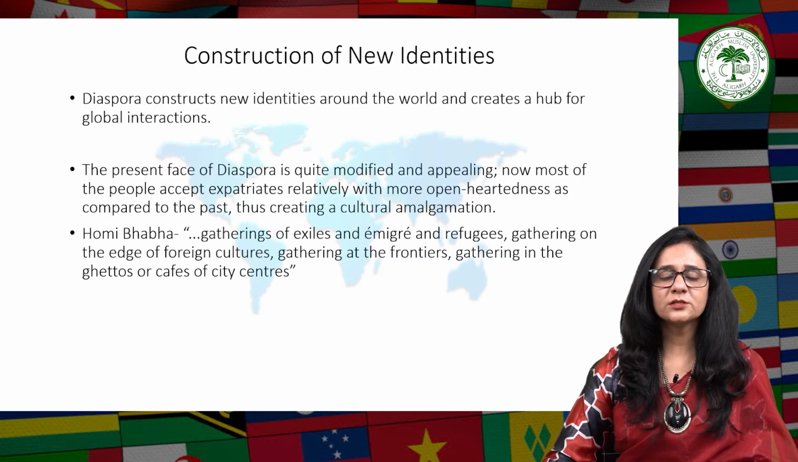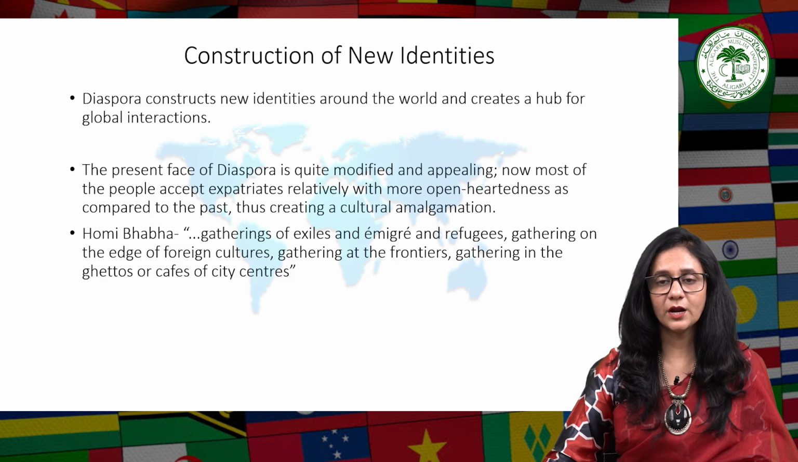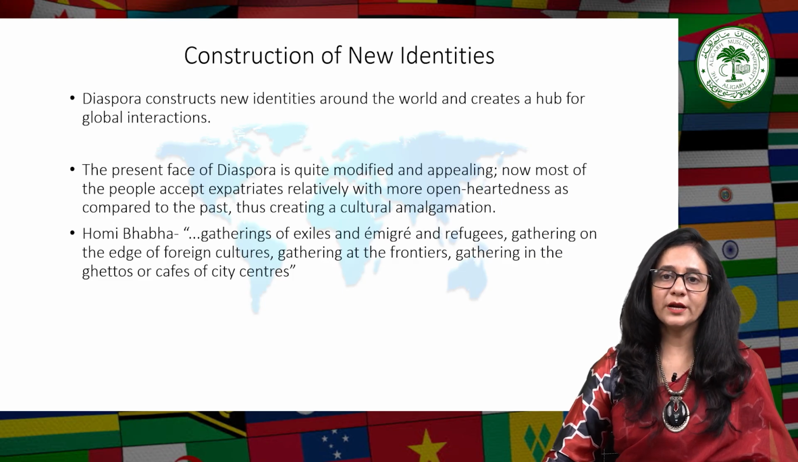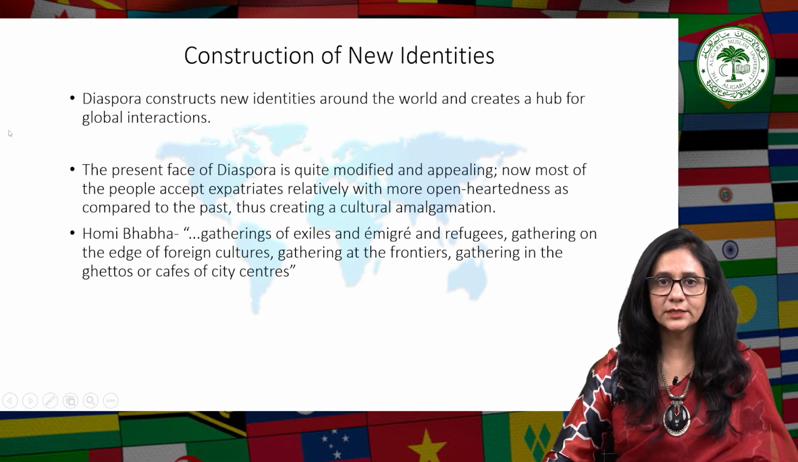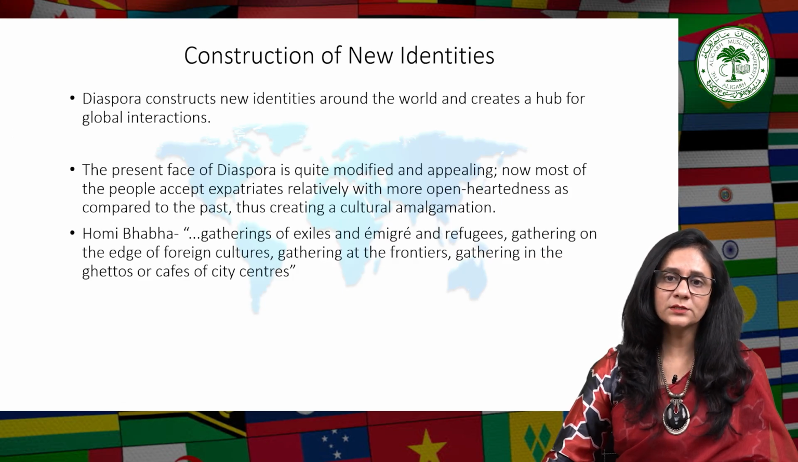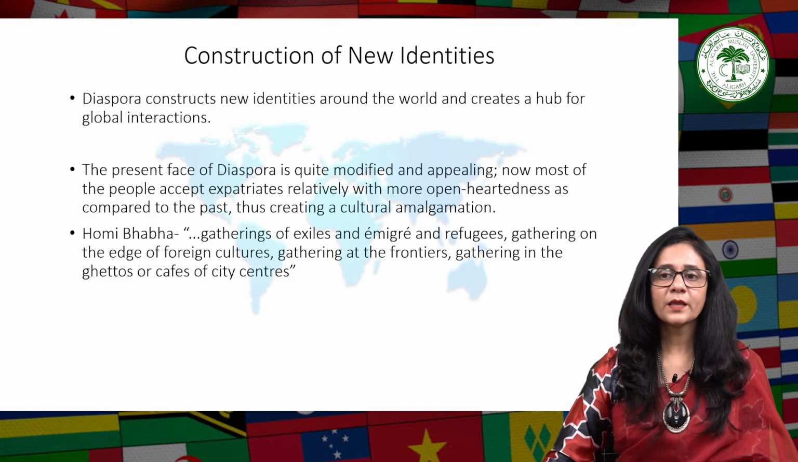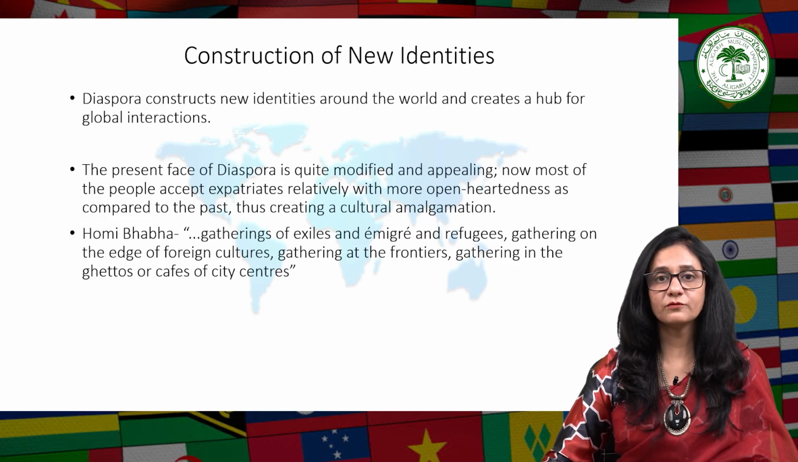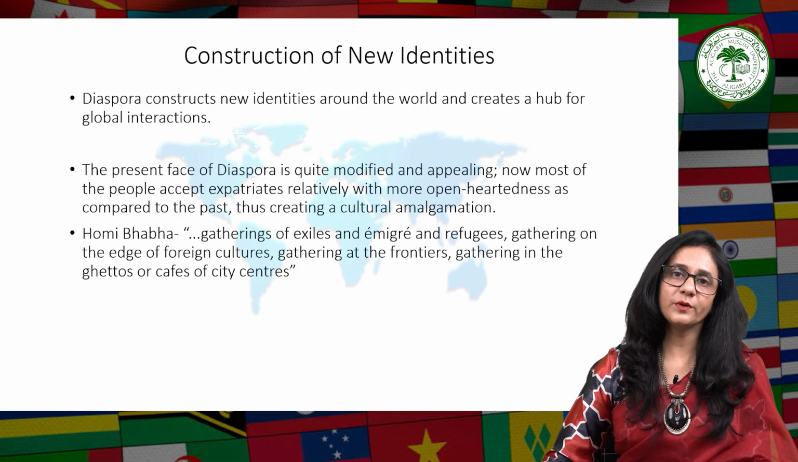We know that diaspora studies occupy a significant position in the global literatures as it constructs new identities around the world and creates a hub for global interactions. The present face of diaspora is quite modified and appealing. Now, most of the people accept expatriates relatively with more open heartedness as compared to the past, thus creating a cultural amalgamation. Earlier, diaspora was confined to temporal and spatial metaphors and boundaries. That diaspora had dislocation of roots and an associated feeling of nostalgia and amnesiac experiences.